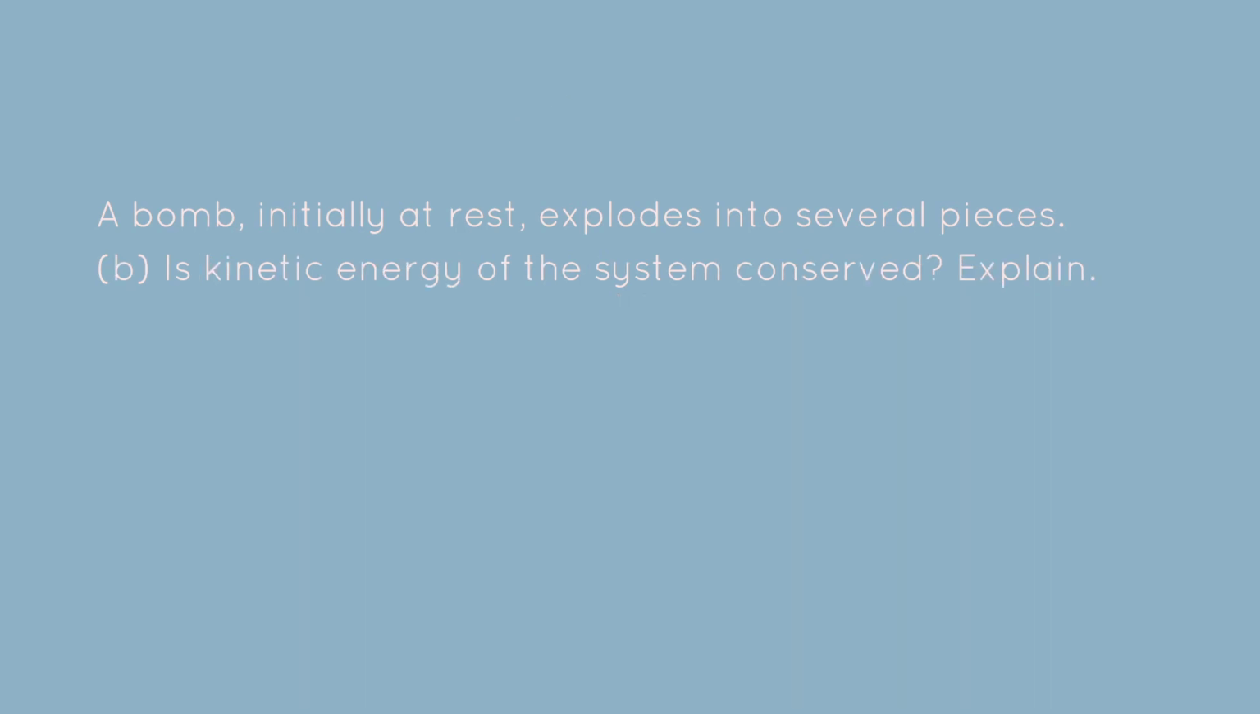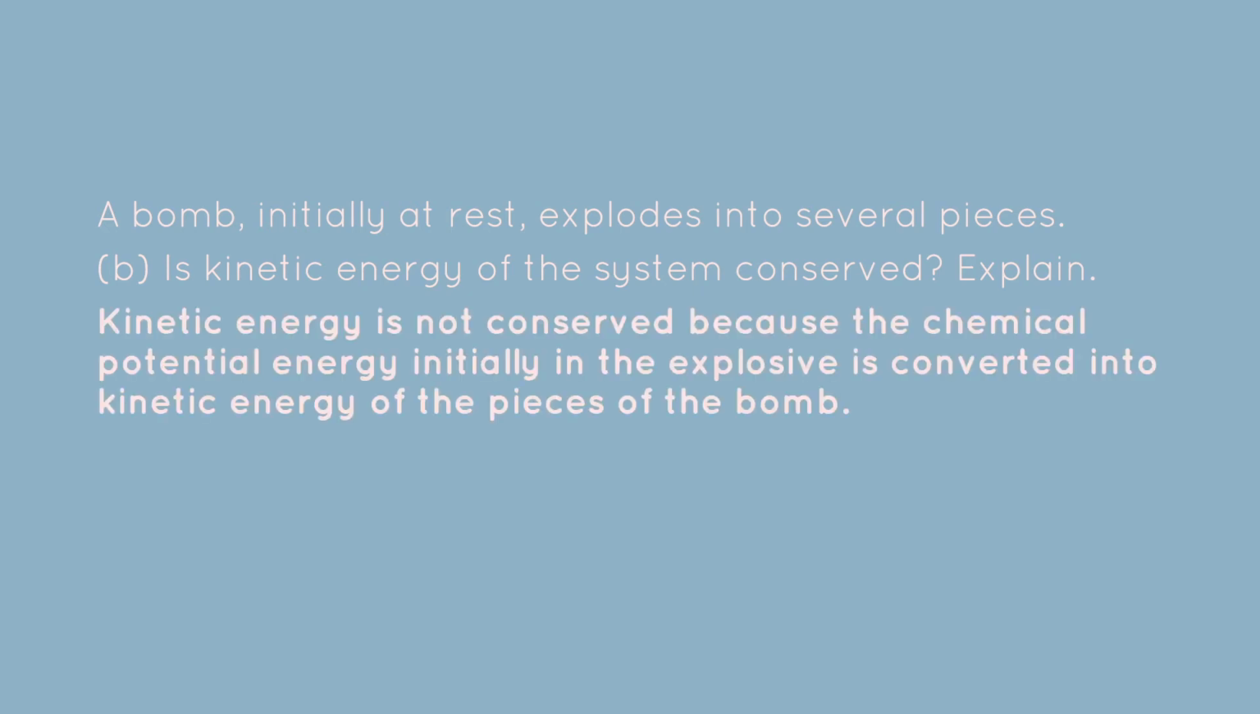So is kinetic energy of the system conserved? Explain. Okay, so there is actually a transfer, or rather a conversion of energy. The chemical potential energy of the bomb is converted to kinetic energy. So kinetic energy is not conserved. Basically, before the bomb explodes, there is no KE. After the bomb explodes, there is a lot of KE. Suddenly, the pieces of the bomb can move off in different directions.